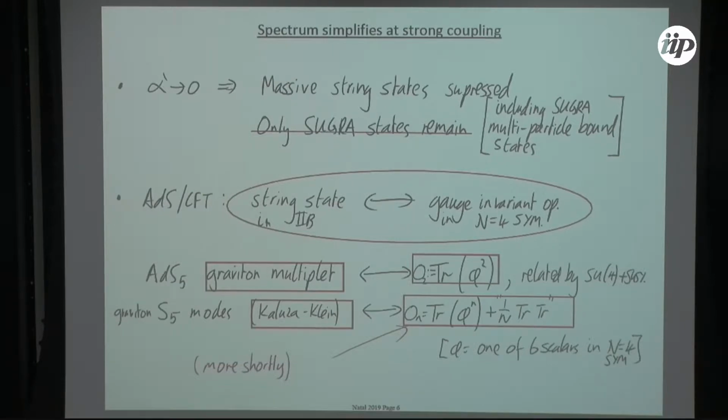Okay, so now again, the main advantage of this strong coupling expansion over, for example, trying to do super Yang-Mills at weak coupling is that the spectrum is so much simplified. It's vastly simplified. And that's, of course, you know from string theory, because we're basically going from string theory to supergravity. So all the massive string states are suppressed, and only supergravity states remain.